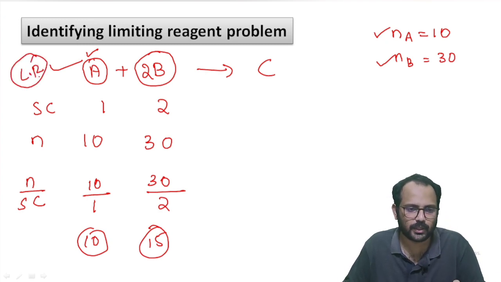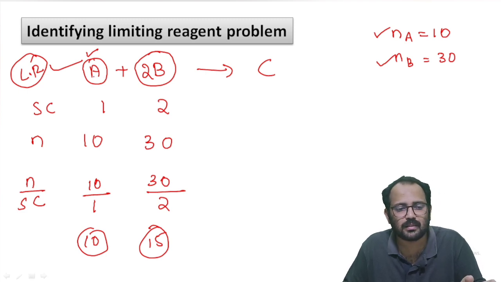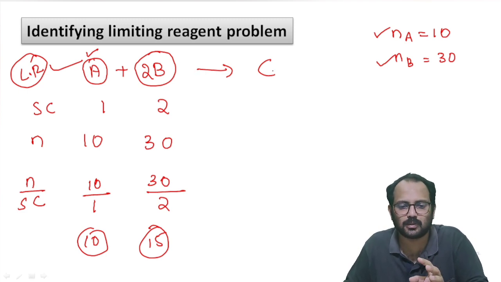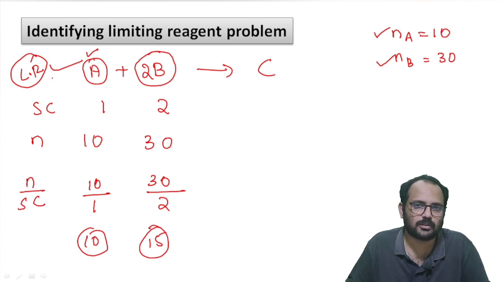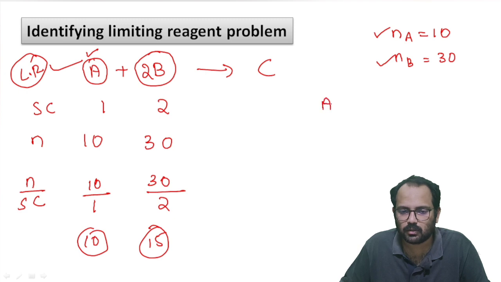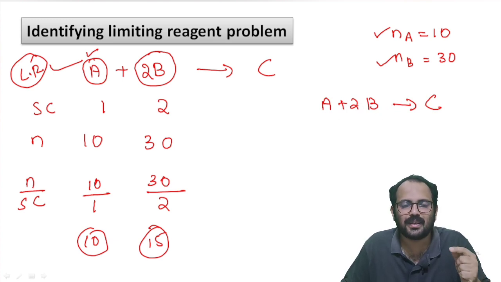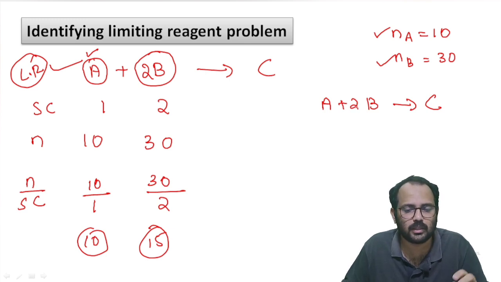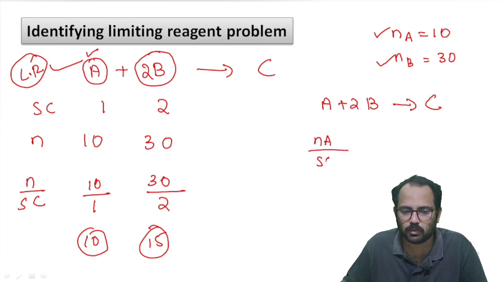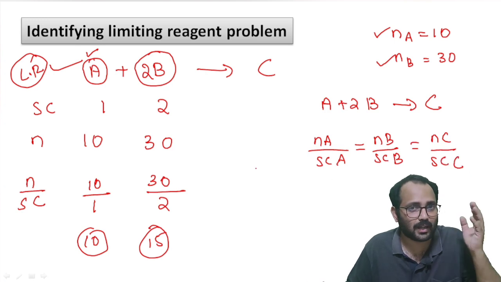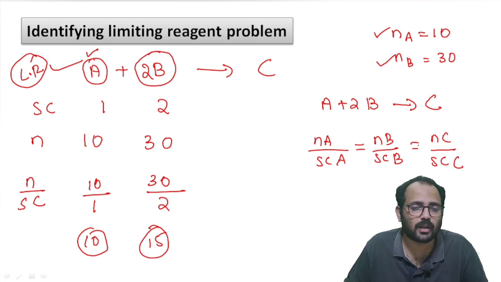If A is the limiting reagent, then what you have to do is relate all the other reactants as well as the products with the limiting reagent. That means in the general equation, as we have seen in our previous lecture, I'll be giving that in the description so you can see that link. In that I am applying the mole concept effectively to the equations. If you apply the mole concept in the equation, I can write Na by stoichiometric coefficient of A is equal to Nb by stoichiometric coefficient of B, which is equal to Nc by stoichiometric coefficient of C.